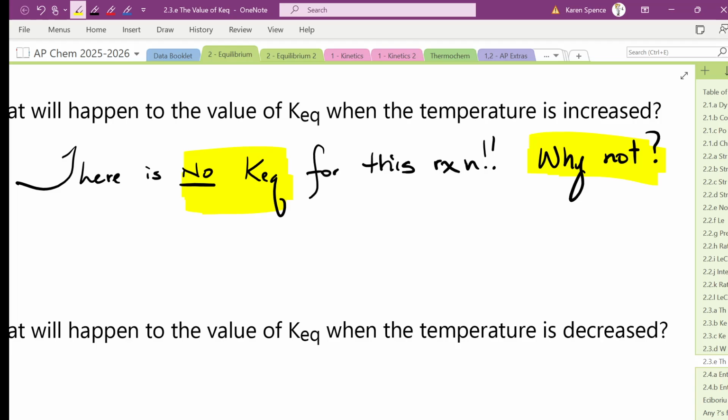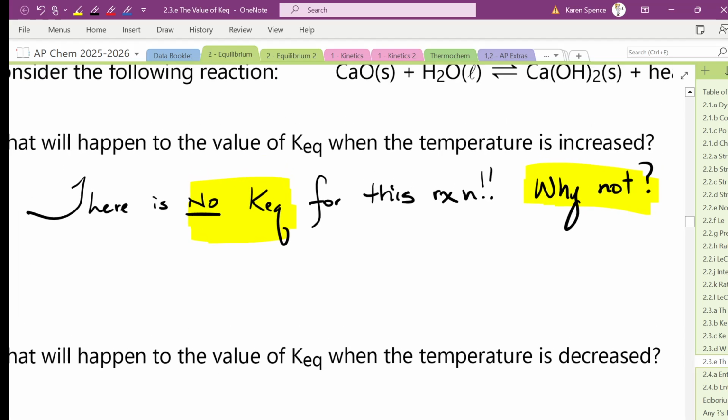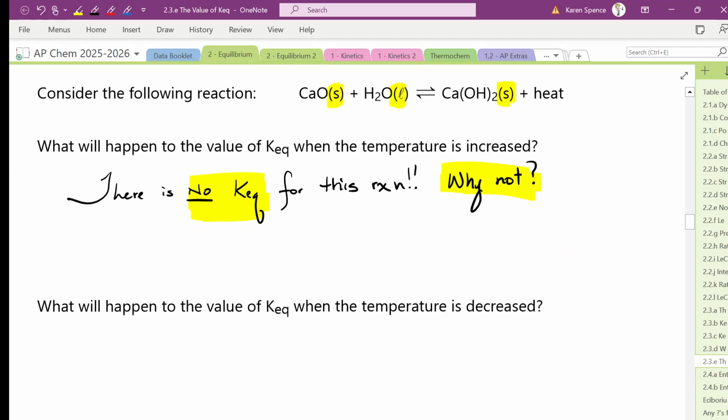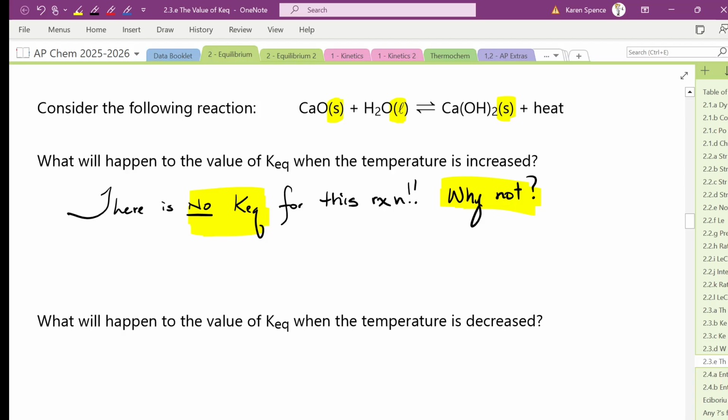Not just because they're not gases, but they're also not. We have a solid and a solid and one single liquid. So that was a trick question. I don't know if I meant it to be a trick question. You can look at the answer key and see if I answered it the wrong way. But anyway, if there had been a KEQ for this, it would have gotten smaller as the temperature increased, and it would have gotten greater as the temperature decreased. Okay, if there had been a KEQ, but there is no KEQ.